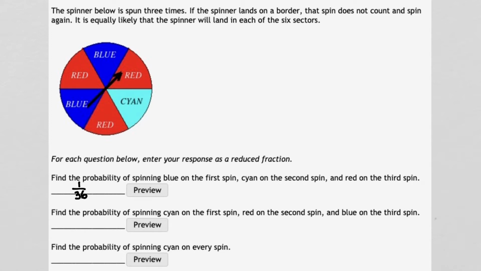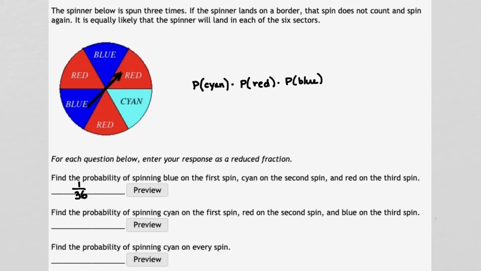And just like before, what we have is the probability of three independent events, one occurring right after the other. And so how do we go about getting that probability? Well, we take each probability and we multiply them together. So we have the probability that we spin cyan on the first spin, multiplied by the probability that we spin red on the second, multiplied by the probability that we spin blue on the third.